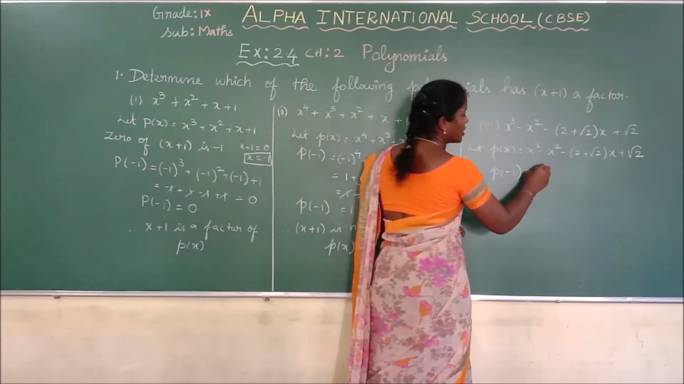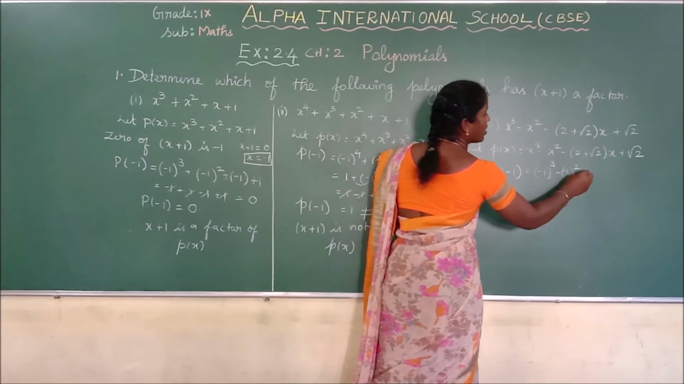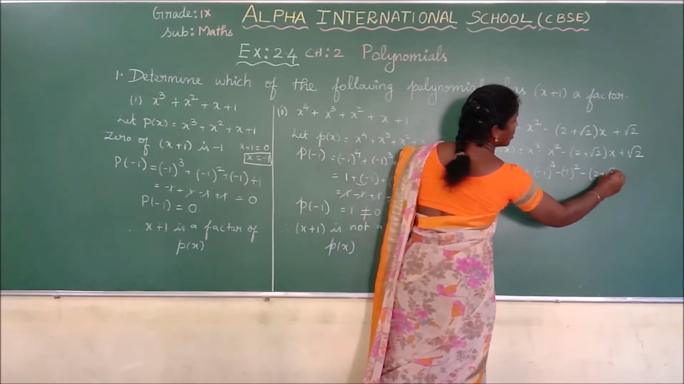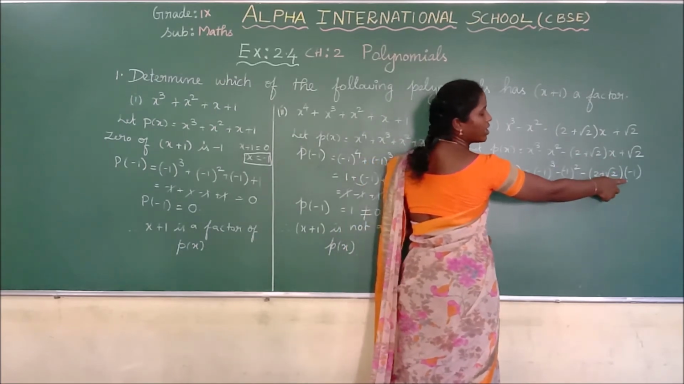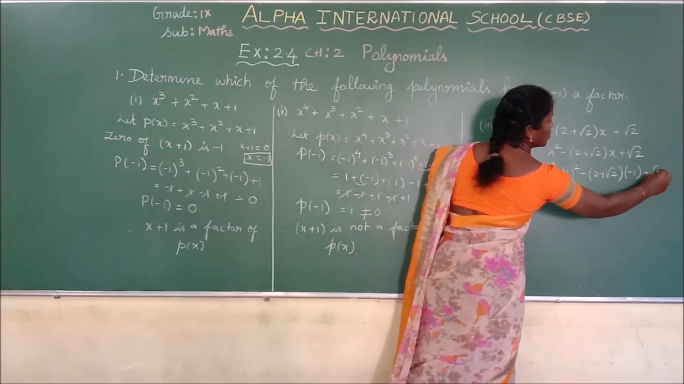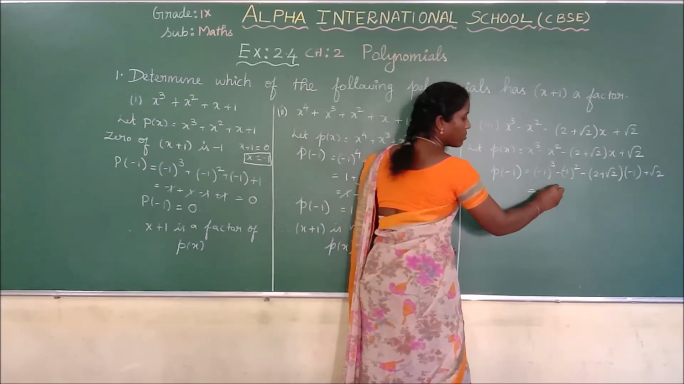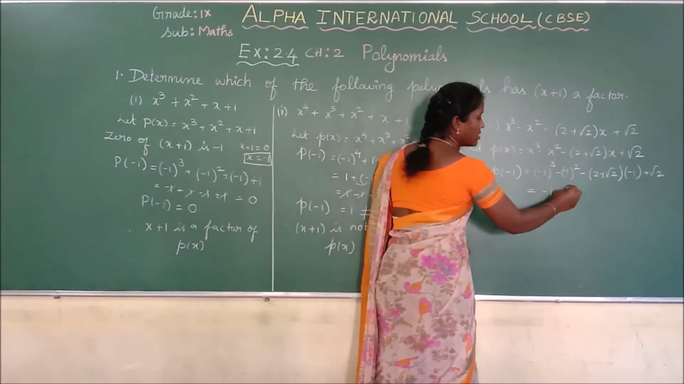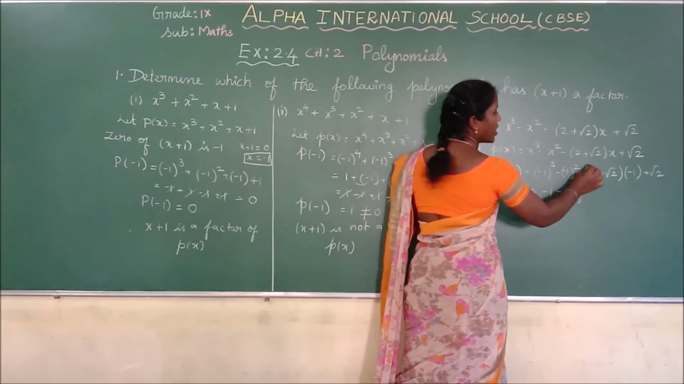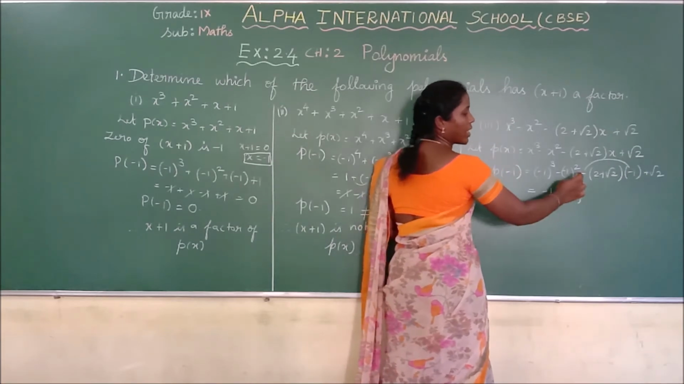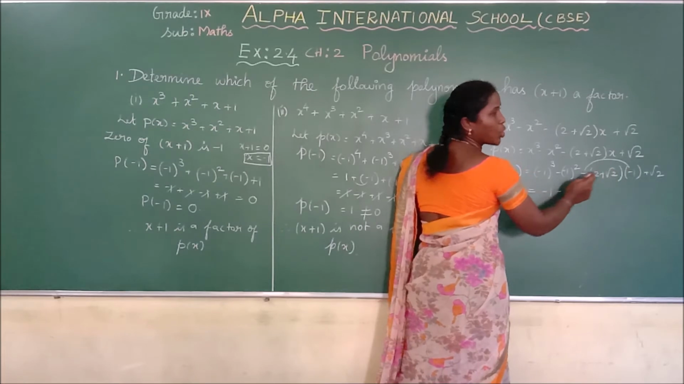So we are going to substitute minus 1 for x. So minus 1 the whole cube minus 1 whole square minus 2 plus root 2 into minus 1, because it is into x, so we are putting into minus 1 plus root 2. Now solve it. Minus 1 the whole cube is minus 1, minus 1 the whole square is 1. Here we are going to multiply with this. Just multiply this because they are in product form.